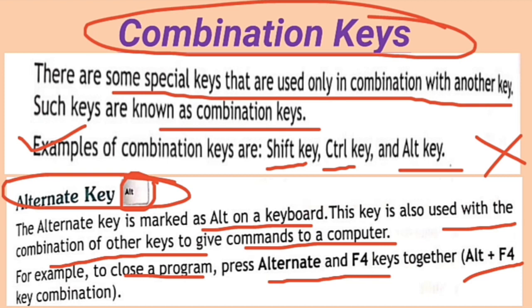Now what is F4? Basically, on the topmost row of the keyboard, there are 12 function keys. They are written like F1, F2, F3, from F1 to F12, and are known as the function keys. These are used for some specific tasks. Here we will use the F4 key with the Alt key. With this combination, we are able to close a program without using a mouse.